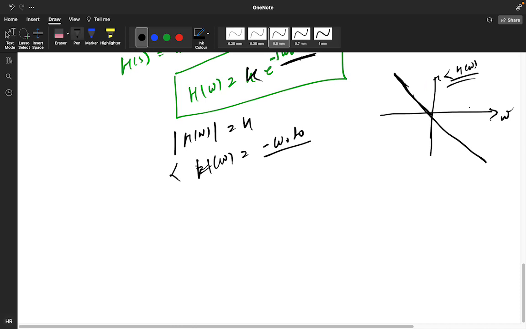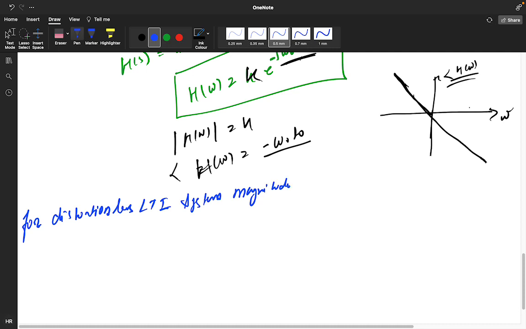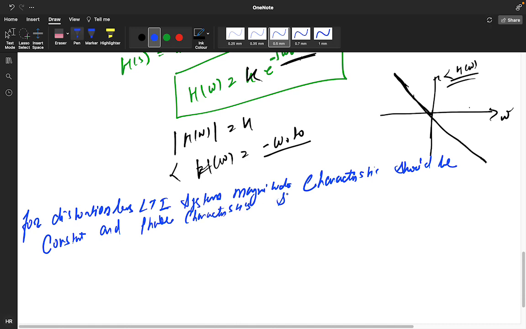So what is the meaning? Write it down. For a distortionless LTI system, the magnitude characteristic should be constant, and the phase characteristic should be linear.